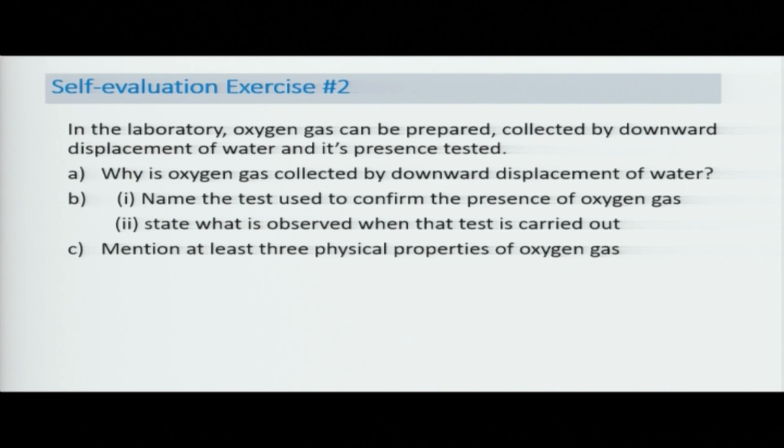I would wish to leave you with this self-evaluation exercise to help you conceptualize what we've looked at. This exercise is about the preparation of oxygen and why it is prepared in that way.